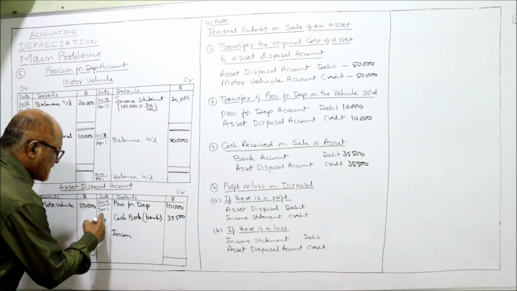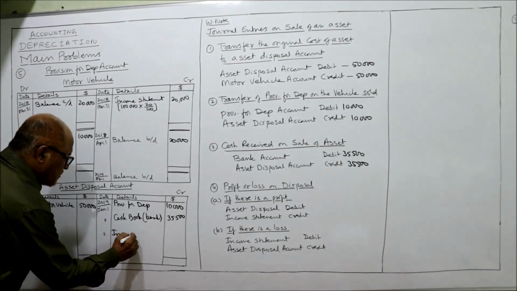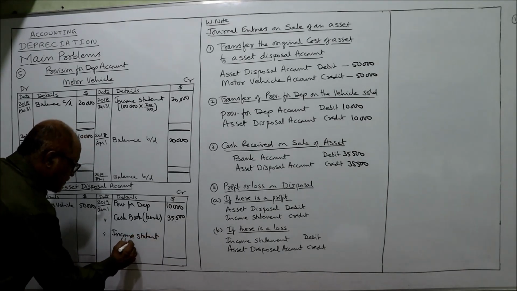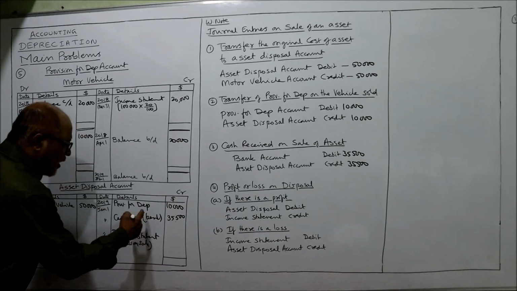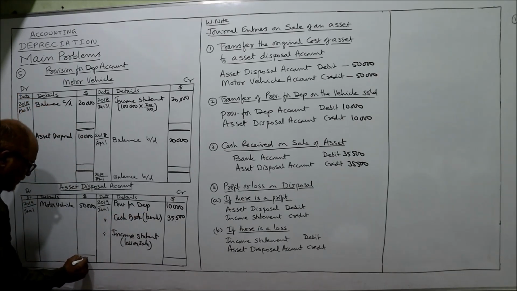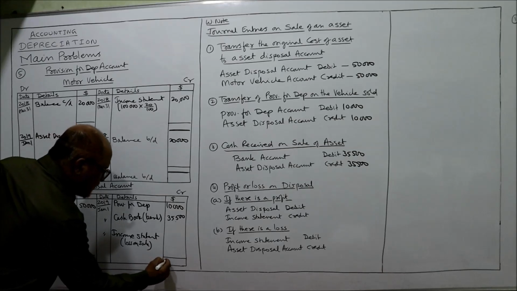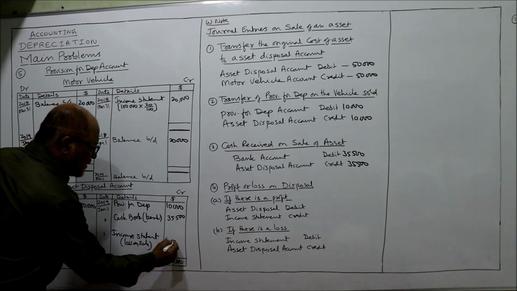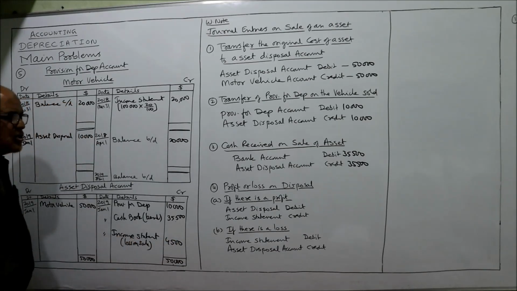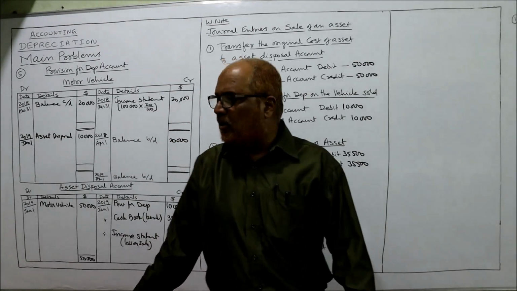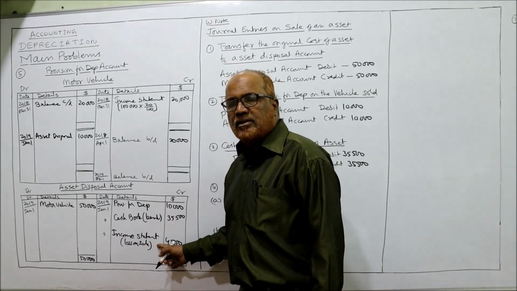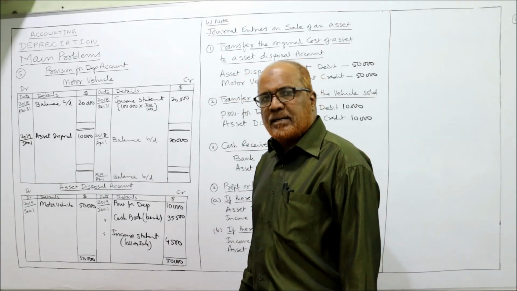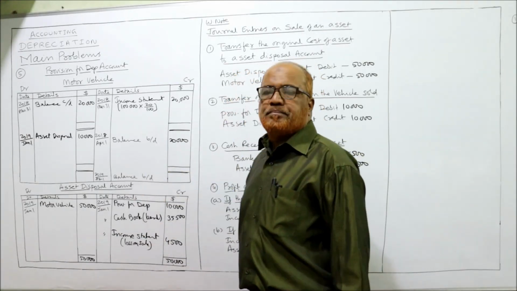Same date, 1st January, income statement, loss on sale. How much is the balancing figure? Take the amount 50,000. Here also 50,000. 50,000 minus 45,500, you will get 4,500. This is the balancing figure. That's all. 4,500 is the loss on sale. So here the asset disposal account is closed. Over. Right? Now we'll close this account.